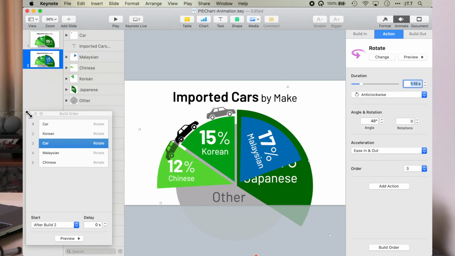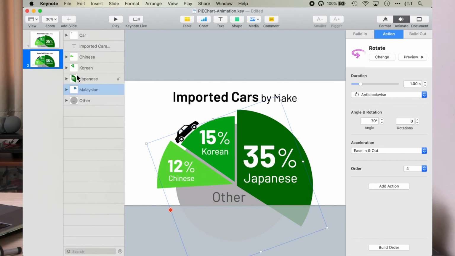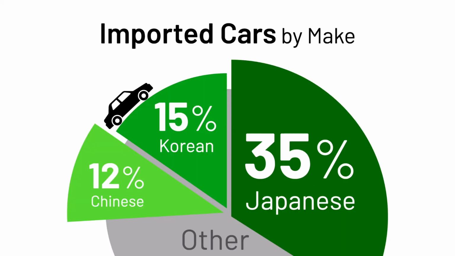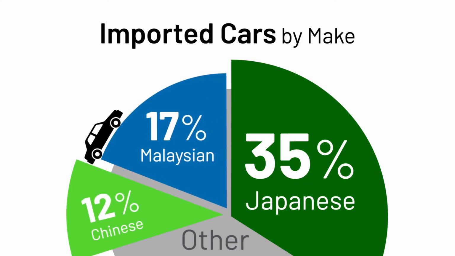Okay, that looks good. Finally, we need to reorder the pie segments in the object list so that they are in the correct layer. We should move the Malaysian and the Korean pie segment behind the Japanese pie segments. Let's play the animation. Wow, perfect. So, isn't this fantastic?